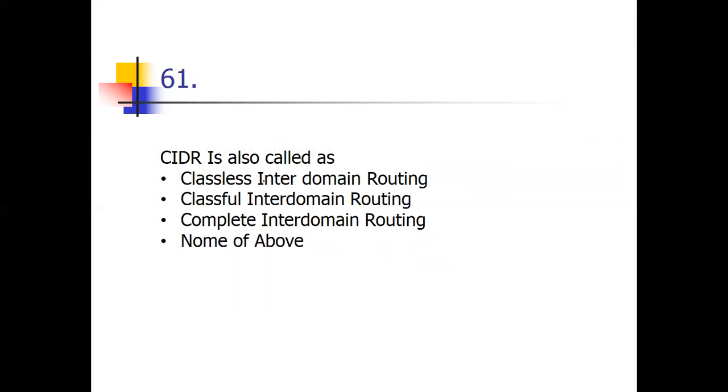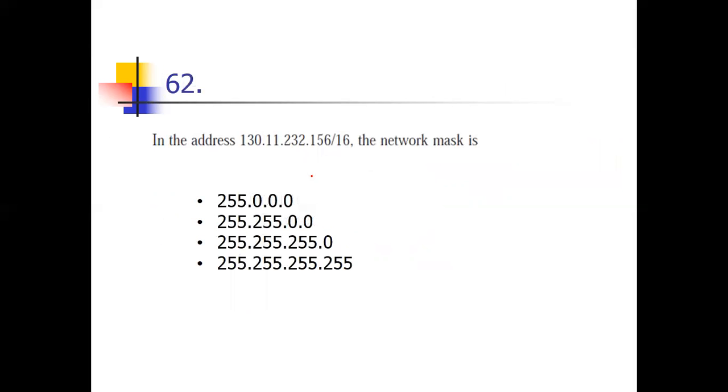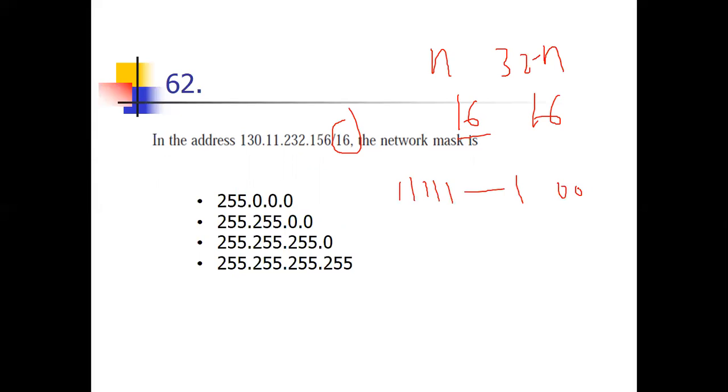CIDR is classless inter-domain routing. Now, this is a given address. We have to find the network mask. So for the network mask, there is a prefix length and a suffix length. n is the prefix length and 32 minus n is the suffix length. n is given here as 16. So 32 minus 16 is 16. So 16 will be 1s, and 16 will be 0s.